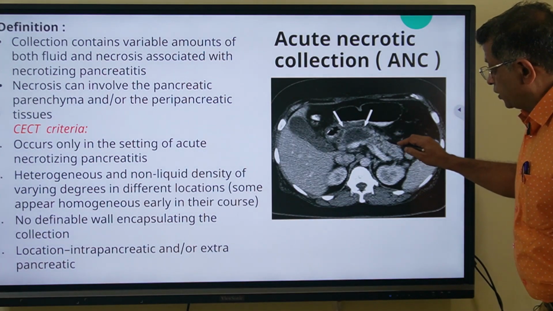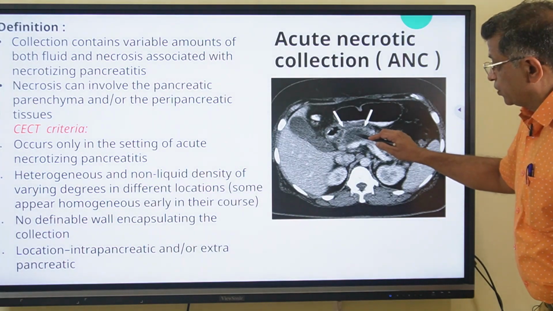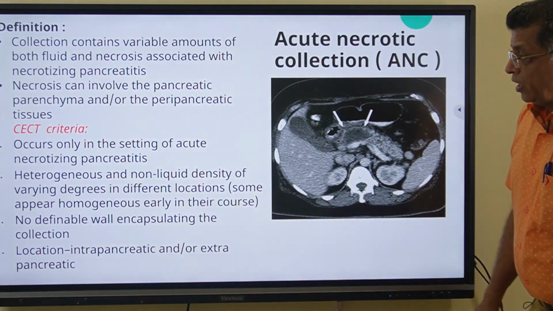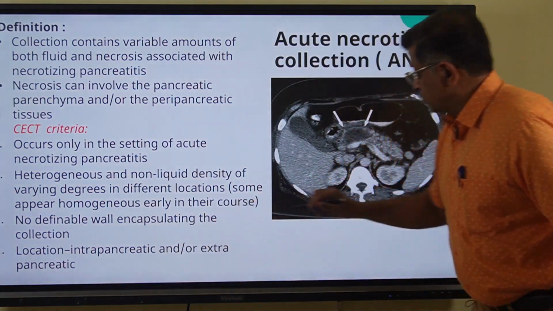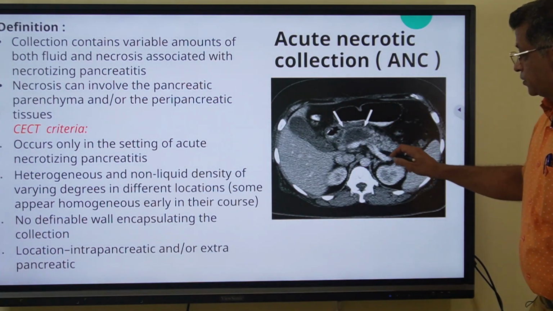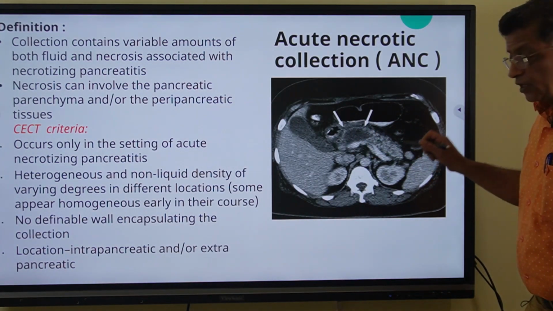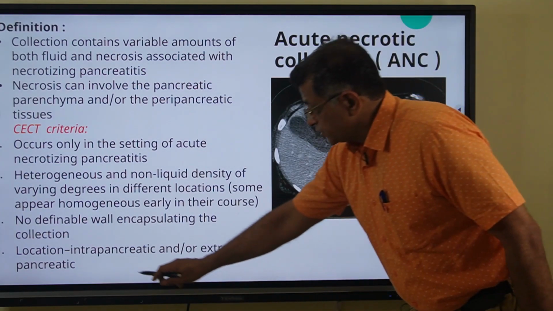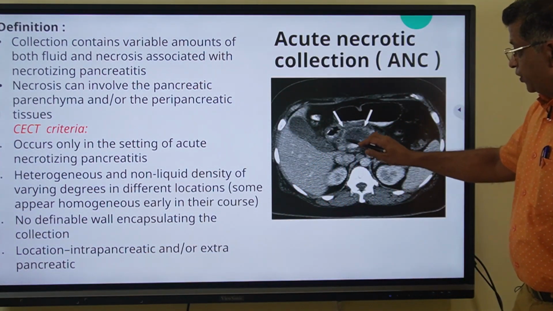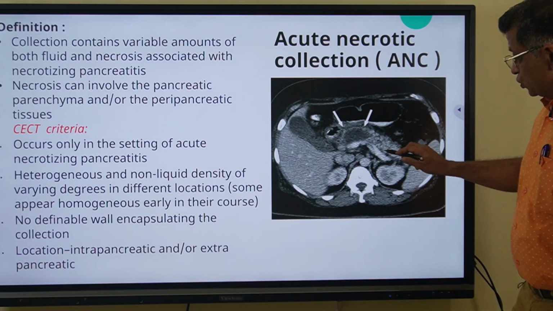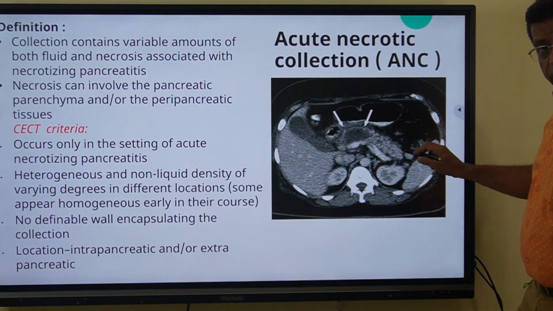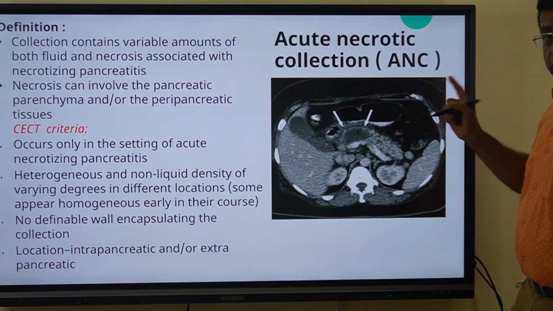Here you can see non-fluid consistency, here you can see fluid consistency, and no definable encapsulating wall. You do not see a wall. It is contained in the normal pancreatic planes, and the location is intra- or extrapancreatic. Part of it is intrapancreatic, and you can also see some tissue collection outside the pancreas. So this is acute necrotic collection.